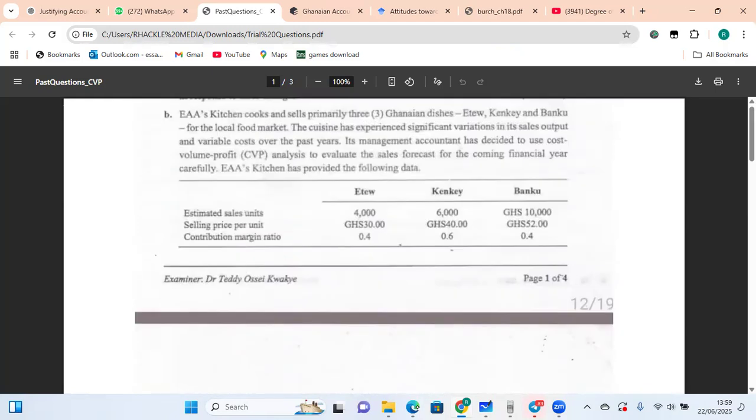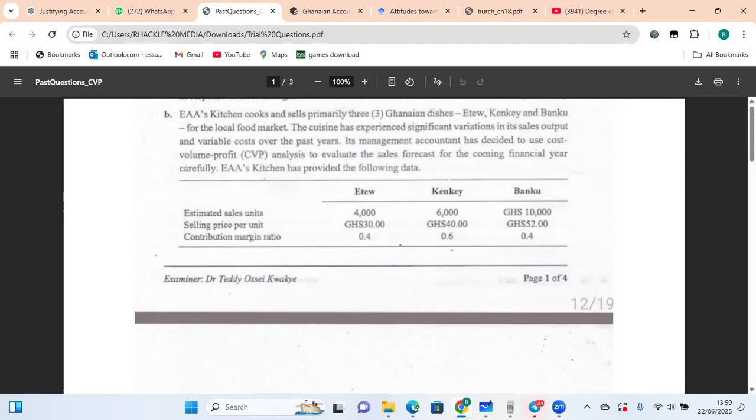So EAA's Kitchen cooks and sells primary 3 Ghanaian dishes. So it is more or less like the question we just solved. Etil, Kenke, and Banku, my favorite Banku, for the local food market. Charlie, if you really want me to maybe come and teach you one-on-one, you have to be preparing Banku, then I'll come.